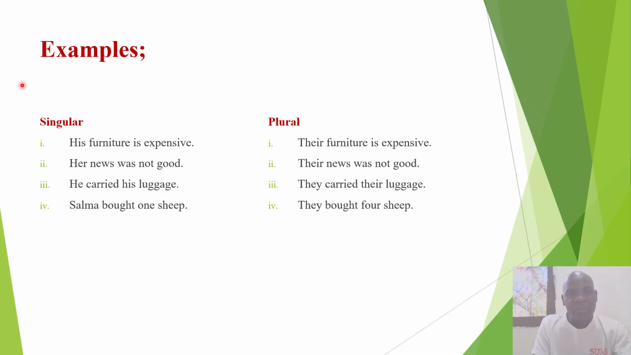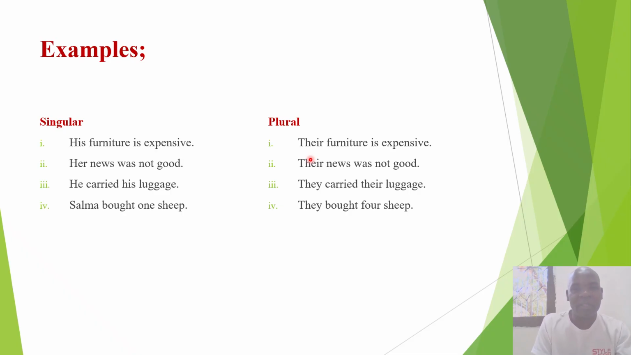I have drawn some examples here for you so that together we can have a look at them. I want you to focus on the way the nouns are used, both in singular and the plural, so that when we talk about invariant nouns not changing, you feel it the way they are used in sentences. You can have a look at example number 1 in the singular form. His furniture is expensive. Then in the plural, their furniture is expensive. So we're making use of is expensive, and the furniture remains furniture.